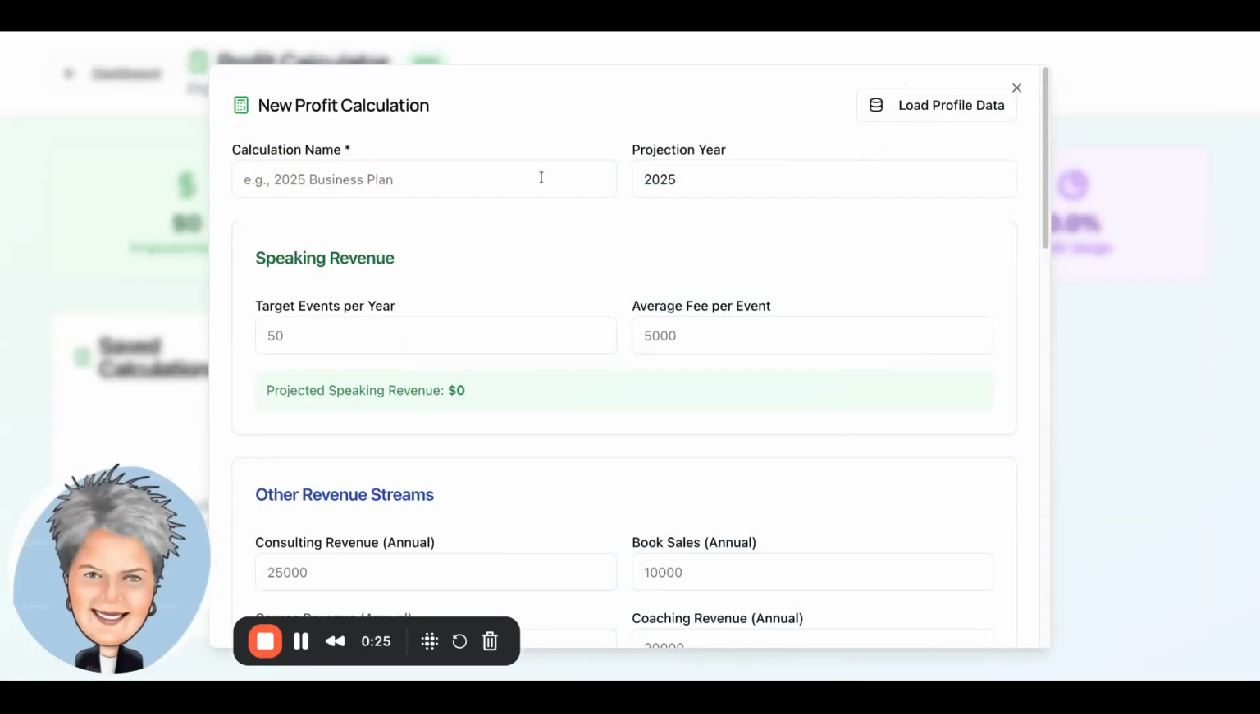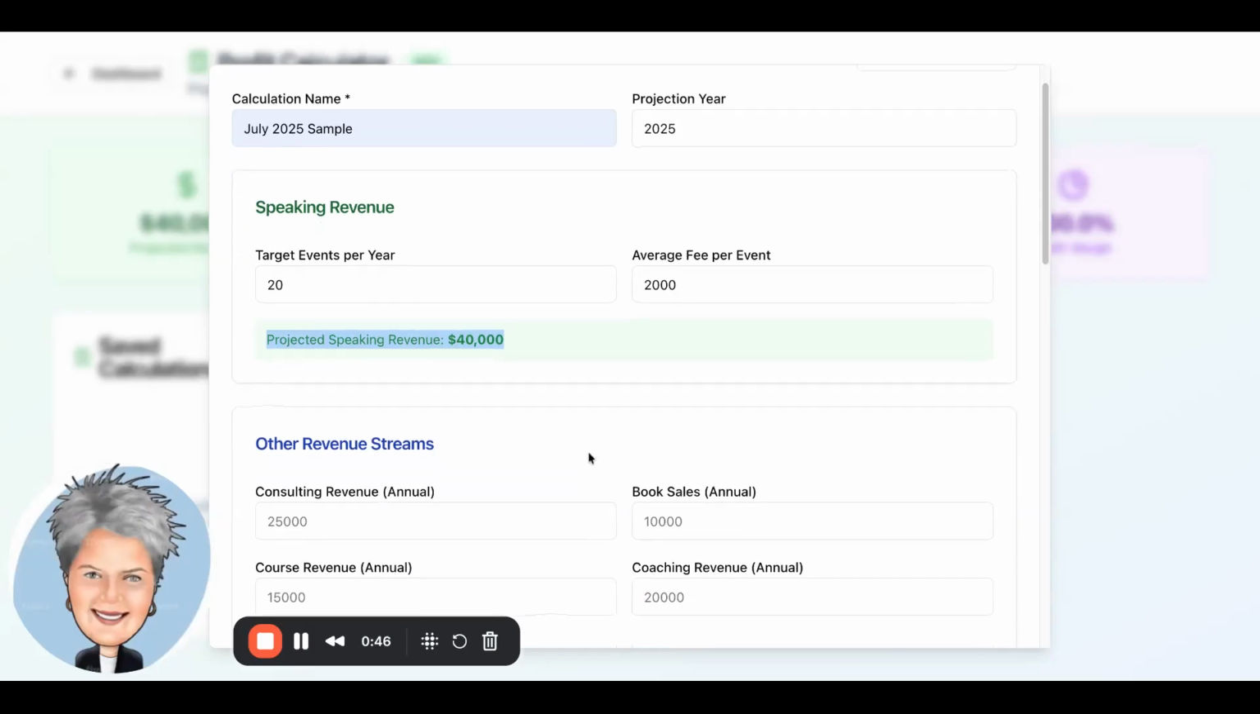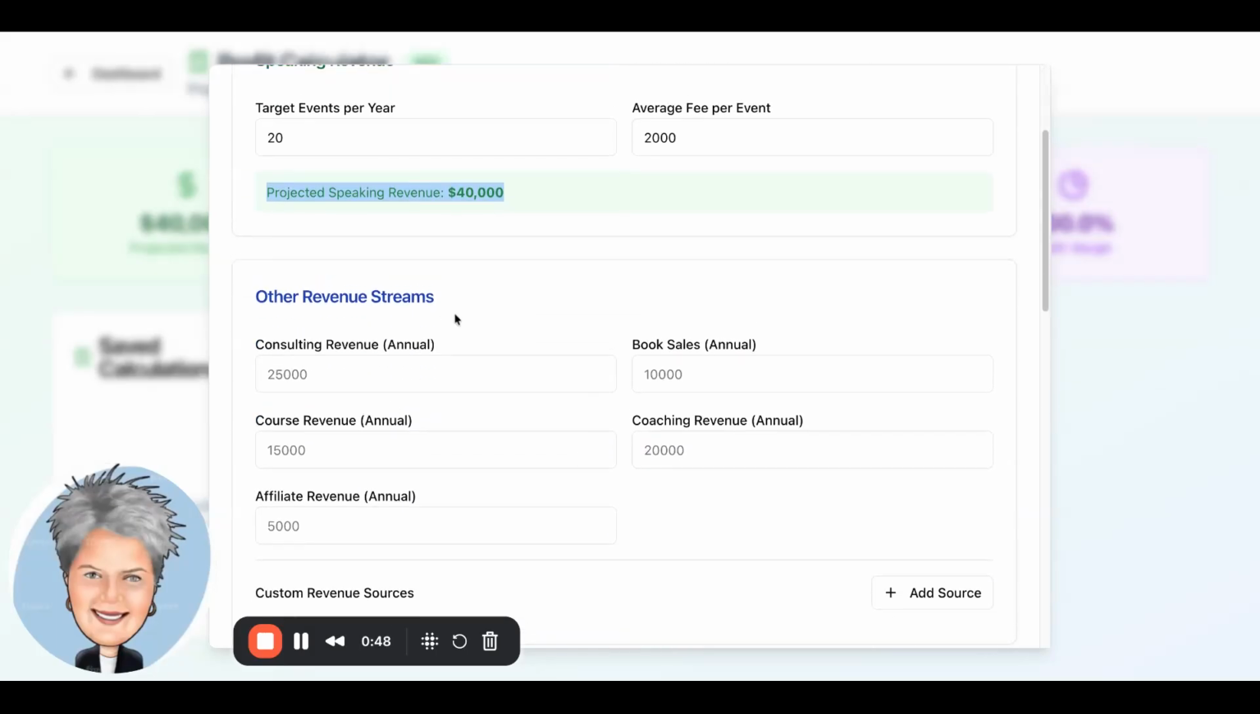So what we're going to do here is we're just going to type in, July 2025 sample, the projection year. It's going to be 2025. The target number of events each year, I don't know, let's say we're just going to start off with 20. And our average fee is going to be $2,000. So that's a projected speaking revenue of $40,000.